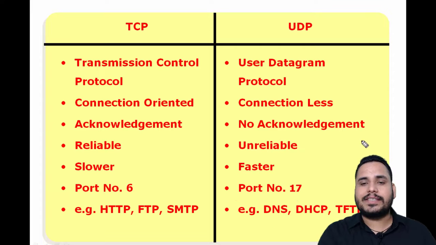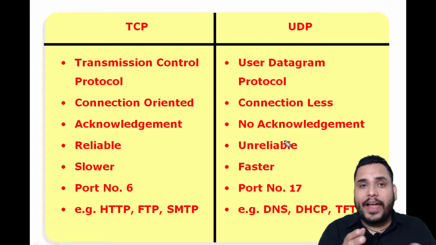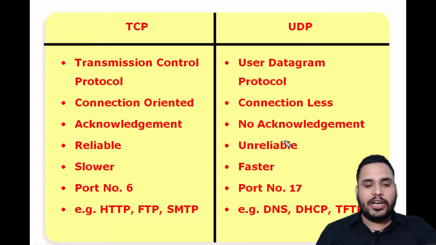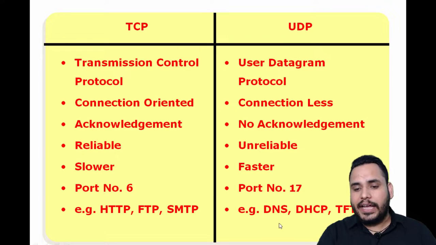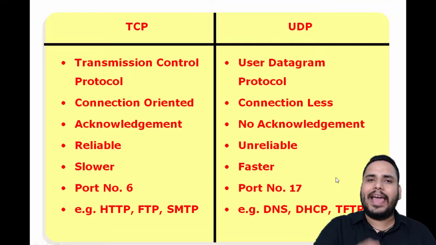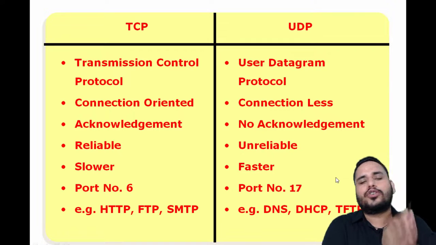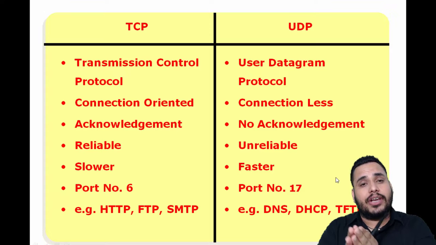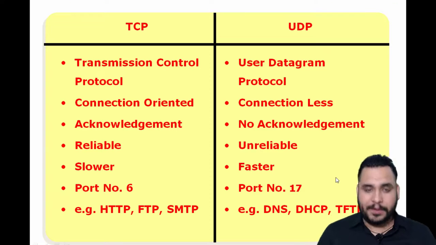Okay, so this is used for identifying the services. Services like HTTP, FTP, SMTP are under TCP, and DNS, DHCP and TFTP are under UDP. Any connection-oriented protocol belongs to TCP and any connectionless protocol belongs to UDP.